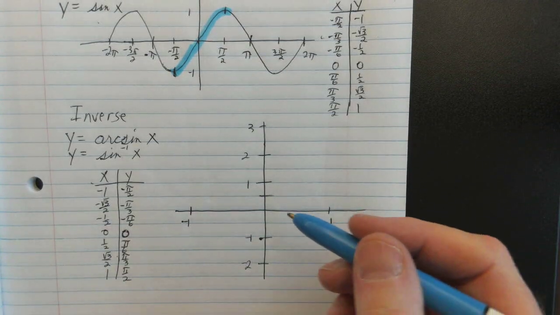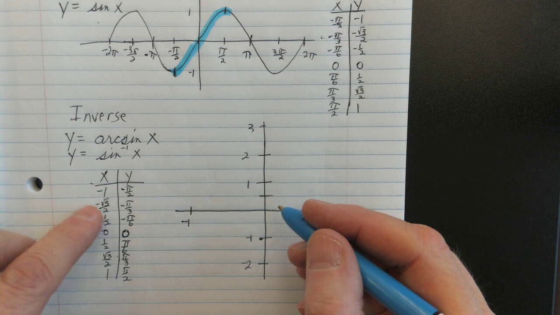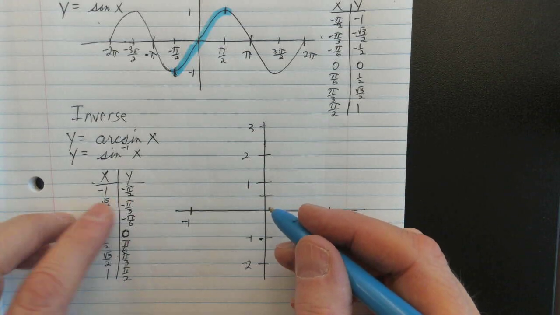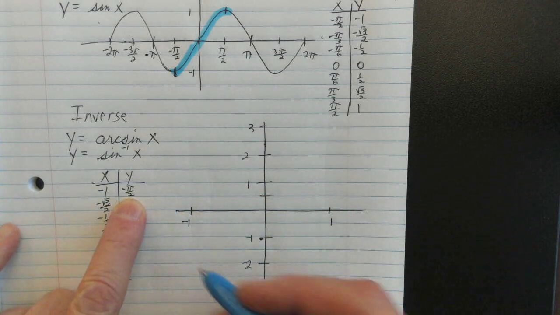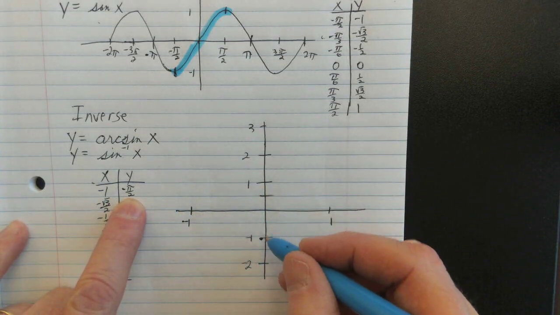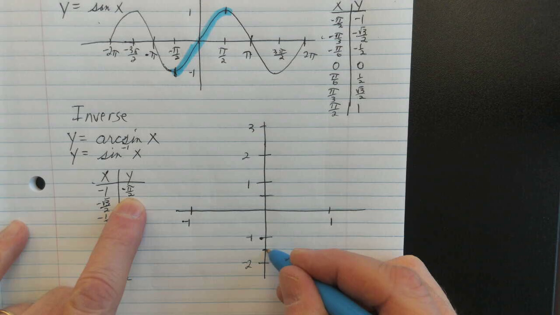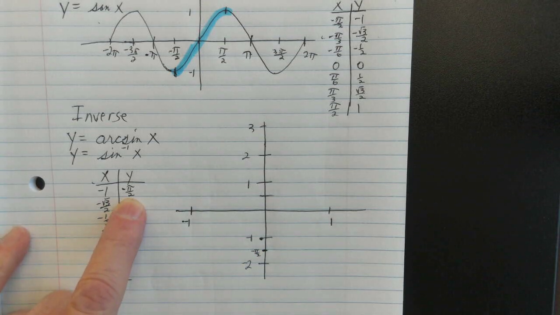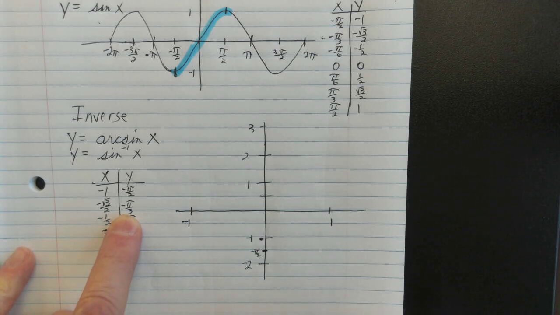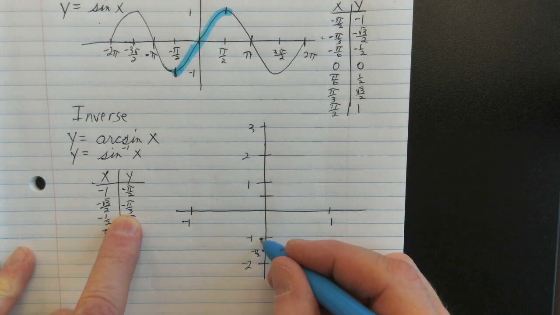Now, negative pi over 2 is negative 1.57. So negative pi over 2 is right around here. Right? Negative pi over 3, that's a little bit over 1.